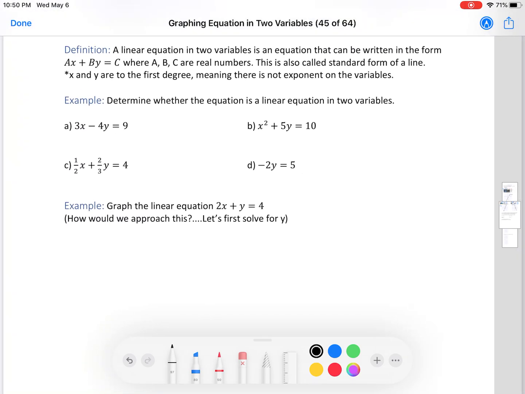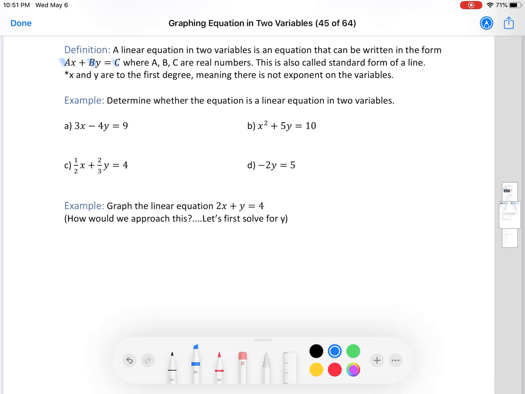Let's move forward. A new definition: a linear equation in two variables is an equation that can be written with the form ax plus by equals c, where a, b, and c are real numbers. This is also called standard form of a line. x and y are to the first degree, meaning there is no exponent on the variables. Just a little hint.